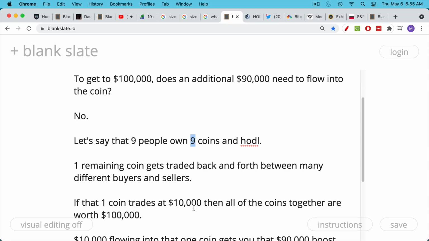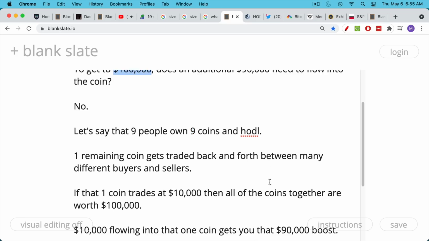All we need to achieve a $100,000 market cap for the entire cryptocurrency is for that one coin to trade at $10,000. If that trades at $10,000, then all of a sudden, all the coins together are worth $100,000.